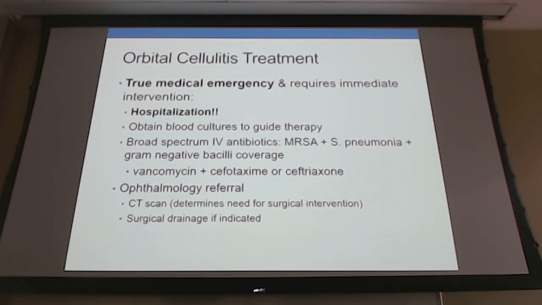And you haven't seen me say this yet at all, these kids need a CT scan for surgical planning. So ophthalmology potentially is going to have to go in and operate on them for true orbital cellulitis. They need that CT scan for surgical planning.